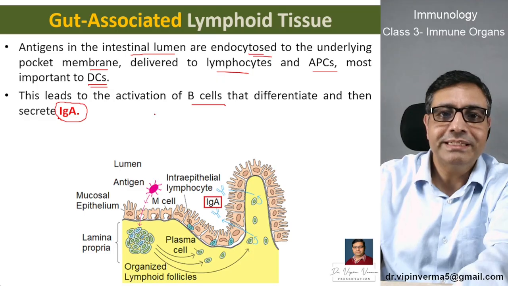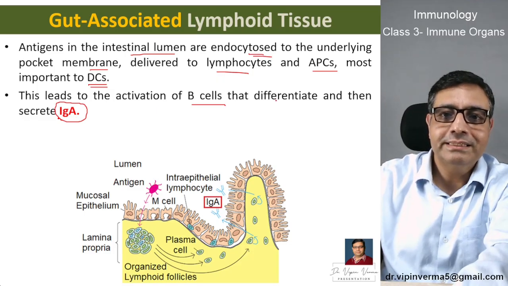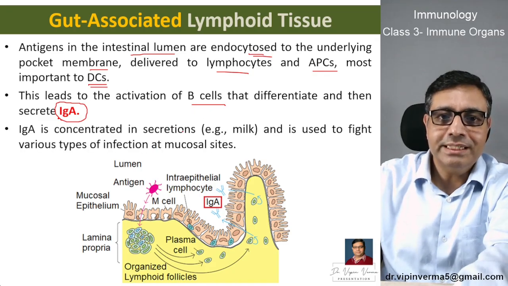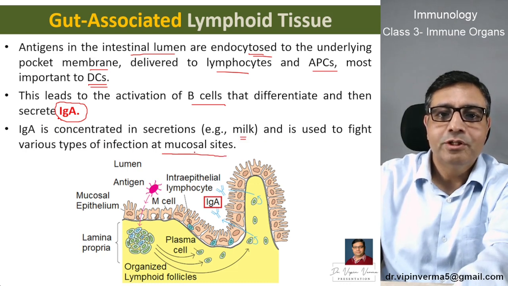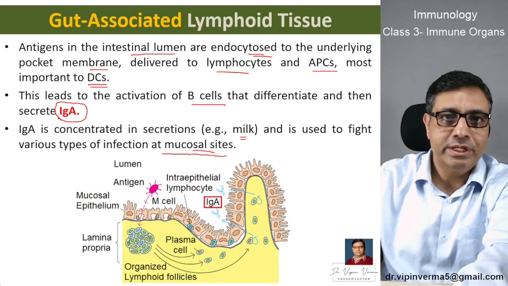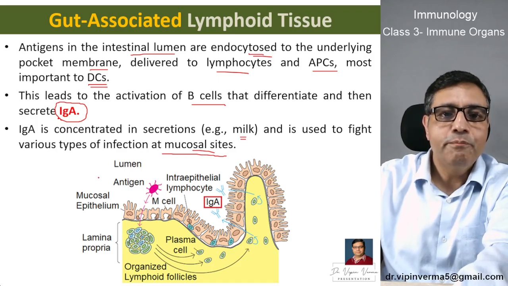So IgA is a special antibody, and it is secreted here in this region, and it is concentrated in the milk. Okay, and it is used to fight various types of infection at the mucosal site. So this is important for mucosal immunity. IgA is important for mucosal immunity.